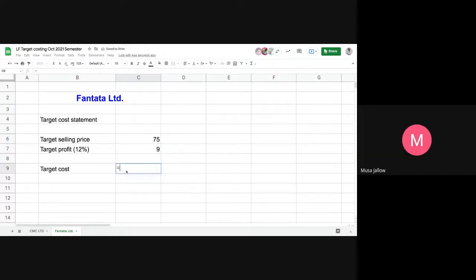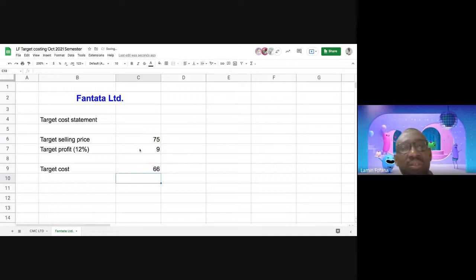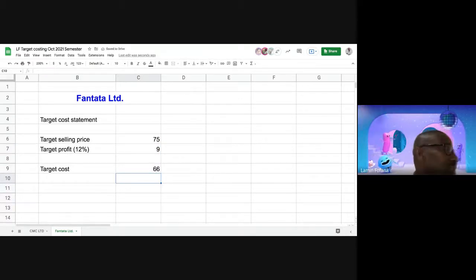Who is causing this noise? Okay, and now we want to find our target cost. Our target cost will be our target selling price minus our target profit. So that gives us 66. Is that clear, everyone? Yes.